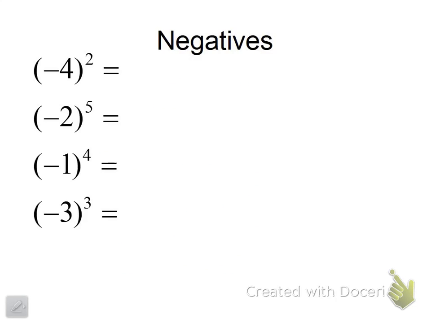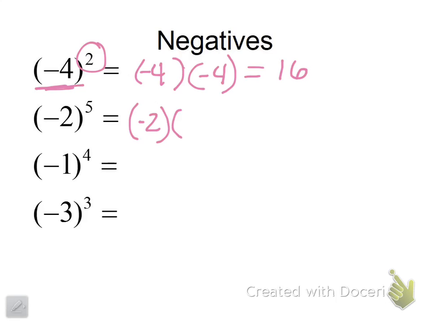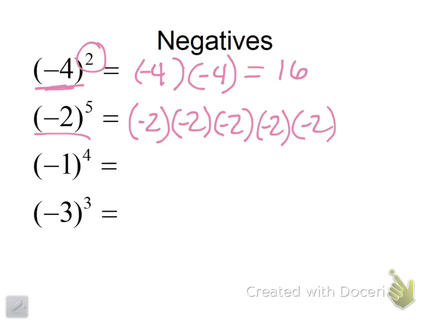Negatives. This 2 represents that there's 2 of them. Since it's in parentheses, we're going to do this whole thing twice, so negative 4 times negative 4. A negative times a negative is a positive, so we get positive 16. Now we're going to do this one. We get negative 2 times negative 2 times negative 2 times negative 2 times negative 2, because there's 5 of them and it's in parentheses.